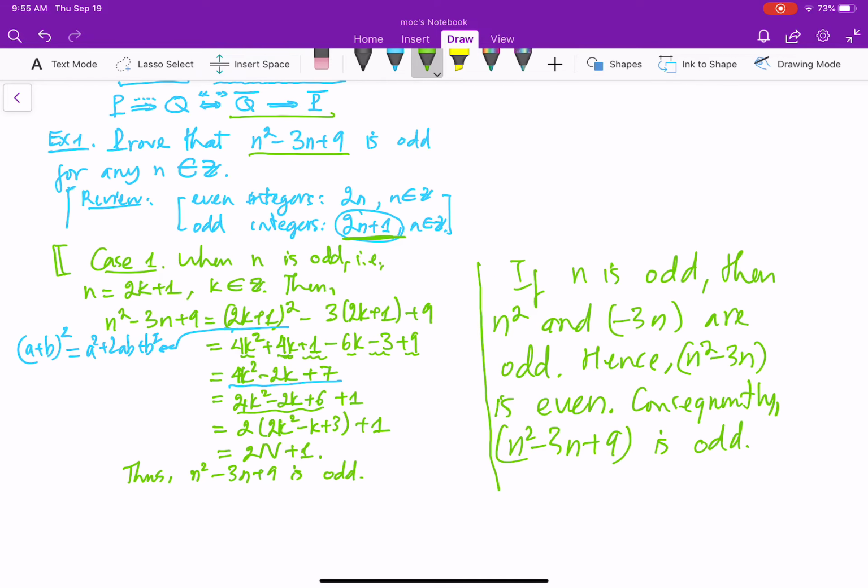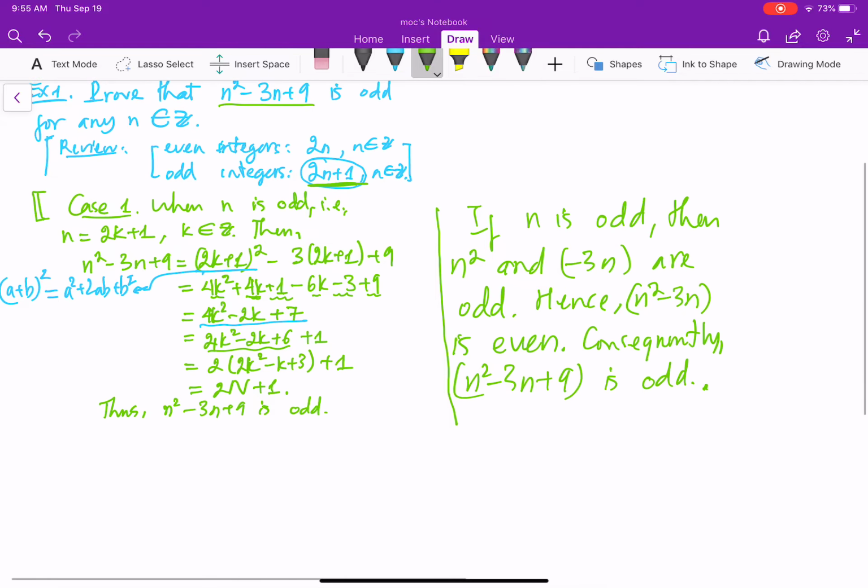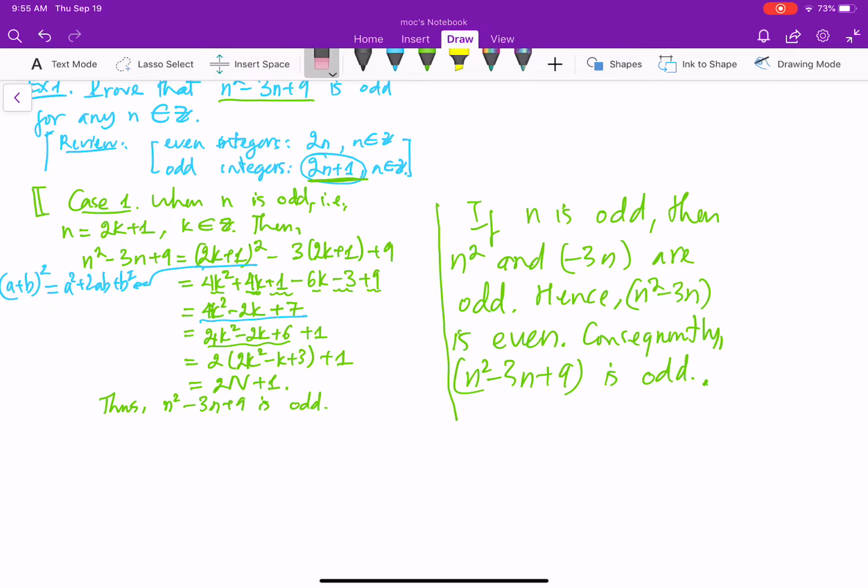Of course, you can choose either. I have no problem with that. The most important is that you need to write a good proof, and the proof should be logical and right. All right, let's consider the second case. You can write case 2.